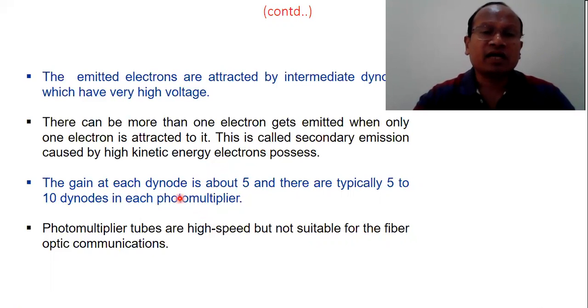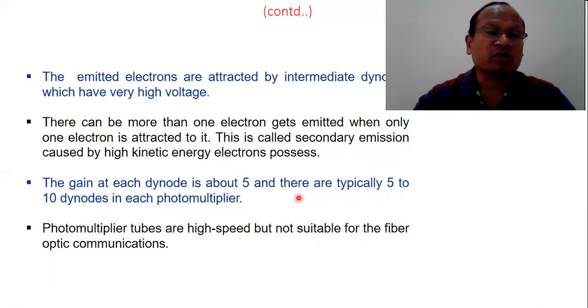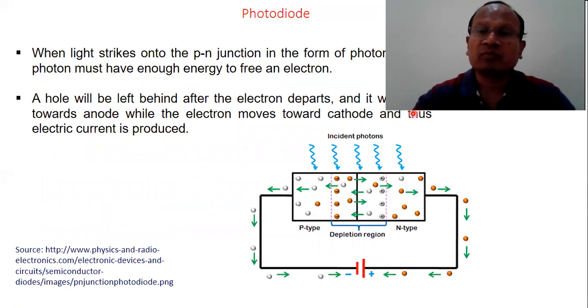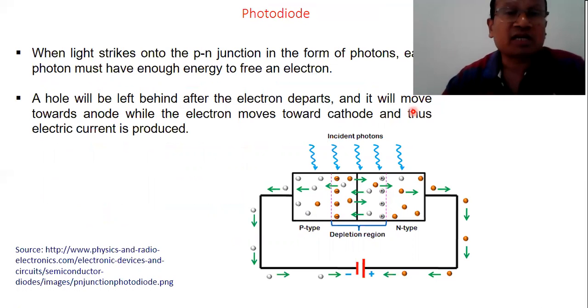The gain at each dynode is about 5, and there are typically 5 to 10 dynodes in each multiplier. So generally the gain factor in the dynode is 5 or more, and we can use some 5 to 10 dynodes. So you can imagine if the dynode gain is 5 and the number of dynodes is 10, then 10 into 5, that is 50. Whatever input strength the electron has when striking the dynode, the series of dynodes will enhance that electron 50 times. When the gain is high, obviously more secondary electrons will also be produced. The photomultiplier tubes are high speed but not suitable for fiber optic, as the vacuum tube was not used. Similarly, the photomultiplier is not very suitable for optical communication as well.